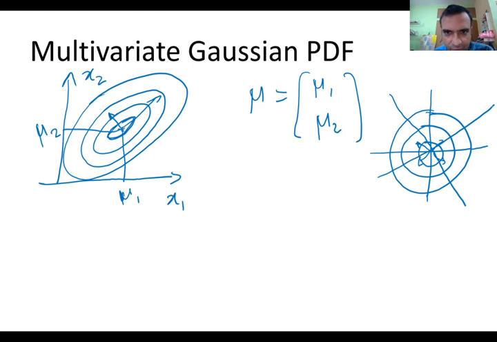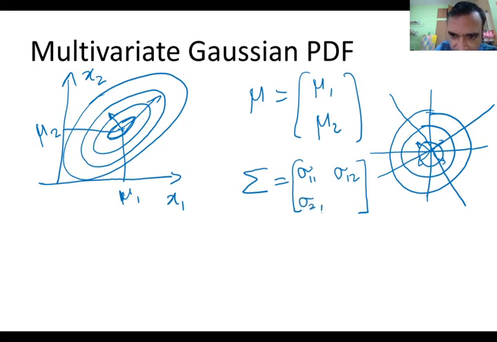So that's a canonical form, but you can shift it to some non-zero position, such as some arbitrary mu1 and mu2. Plus, you can squish certain directions and elongate other directions. That squishing and elongation is defined by the sigma, but here the sigma is going to be a matrix, not a single number. This sigma is a covariance matrix. So you will have sigma 1 1, sigma 1 2, sigma 2 1, sigma 2 2. These two are the same. It's a symmetric matrix.